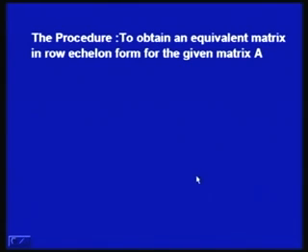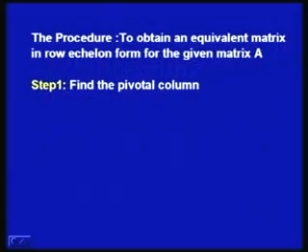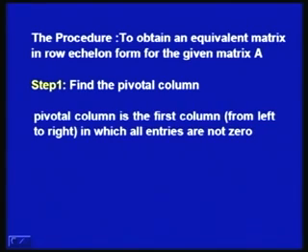Okay, now we will describe a procedure to obtain an equivalent matrix in row echelon form for the given matrix. This particular form is very suitable for solving systems of equations. So, first we will describe a procedure through which we can reduce a given matrix to row echelon form, and then we will see how the solution can be obtained easily. So, step 1 is that you first have to find the pivotal column, that means the column in which we have a pivotal element. The pivotal column is the first column from left to right in which not all entries are 0; that is the meaning of pivotal column.